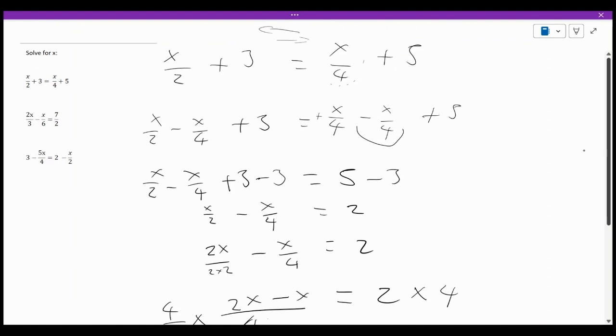And we need to check for ourselves if what we did is correct. And indeed, it is. 8 divided by 2 is 4. 4 plus 3 is 7. 8 divided by 4 is 2. Plus 5, that's 7.